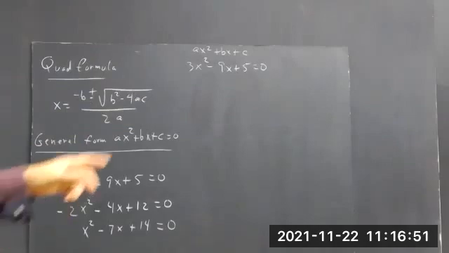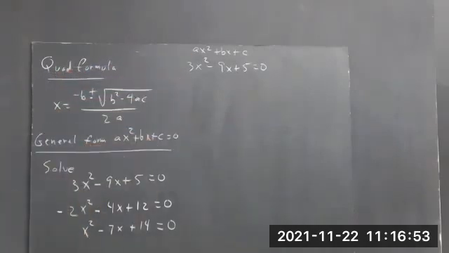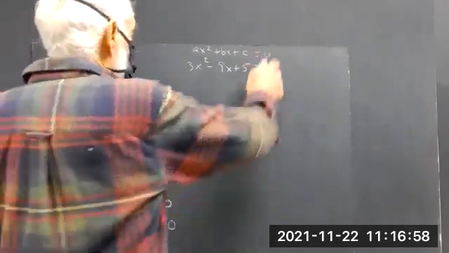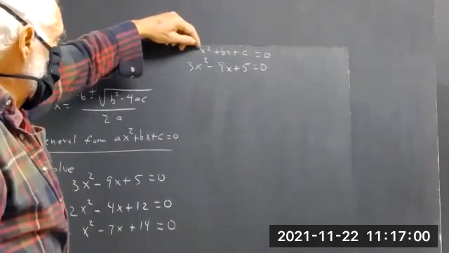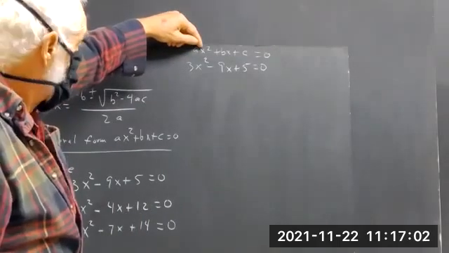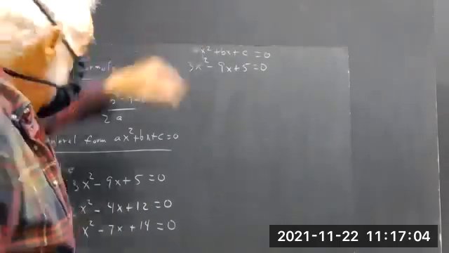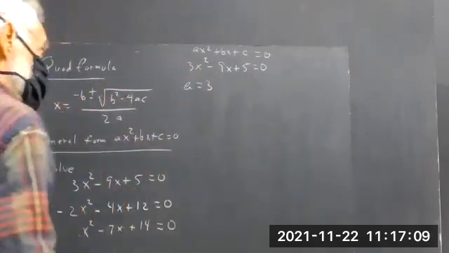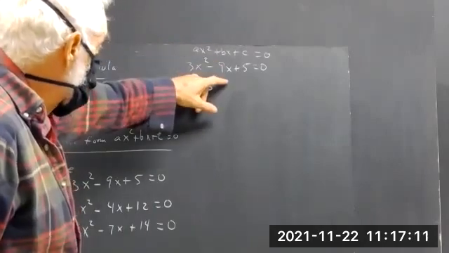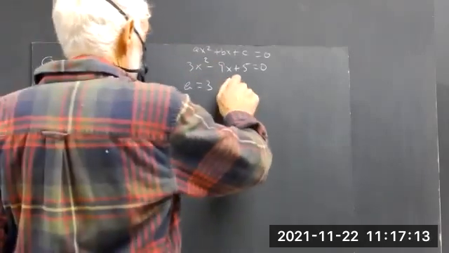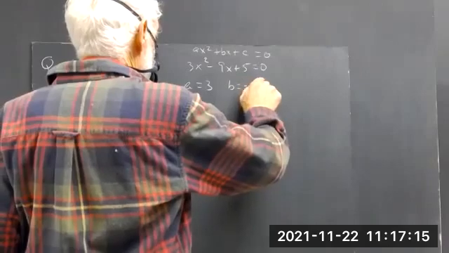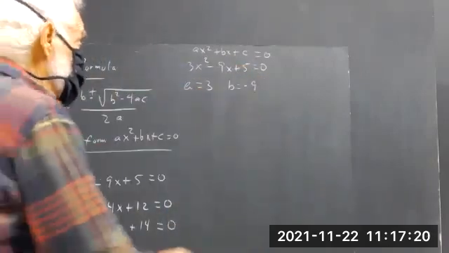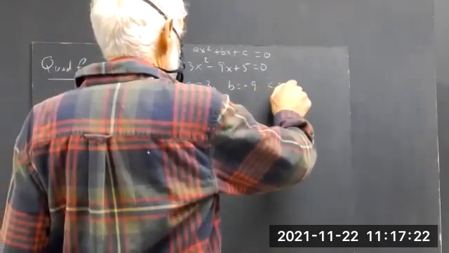Anyhow, we have ax squared plus bx plus c equals 0. That's the form of the equation. Again, a is the number in front of x squared, so 3 is the number in front of x squared. So we conclude that a equals 3. b is the number in front of x, so b equals -9. And c is the number without an x on it, so c equals 0.